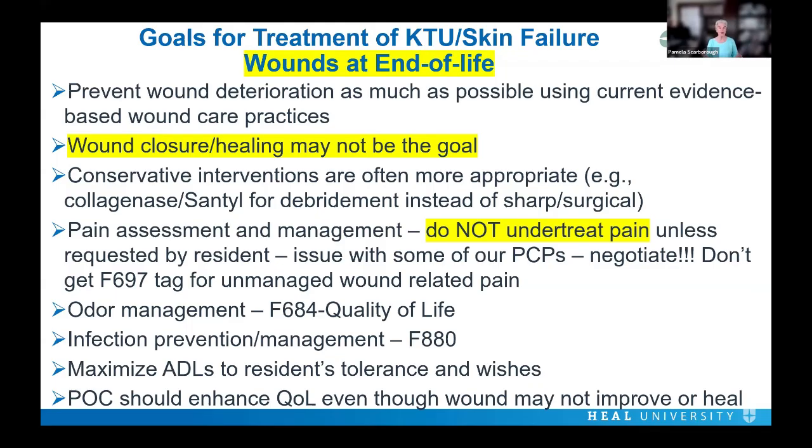Infection management, that's our F880 in the State Operations Manual. We need to be sure that we do all of our dressing changes appropriately. We do all of our debridement appropriately using as aseptic a technique or as clean a technique as we can. So the plan of care, when we have people that are at the end of life and they have wounds, is to try to enhance their quality of life through the plan of care. Even though that wound may not improve, we still want to enhance their quality of life as much as possible.